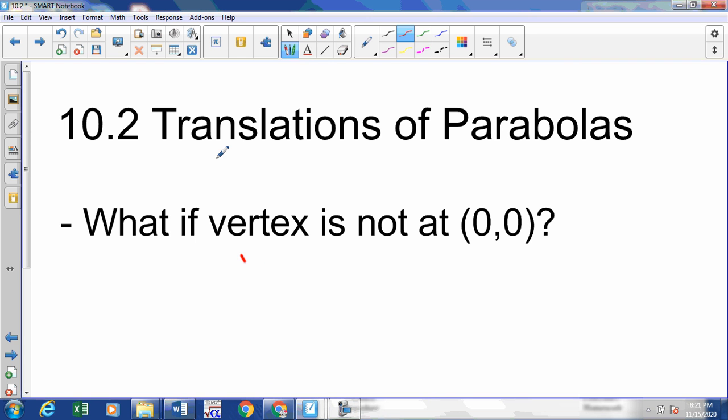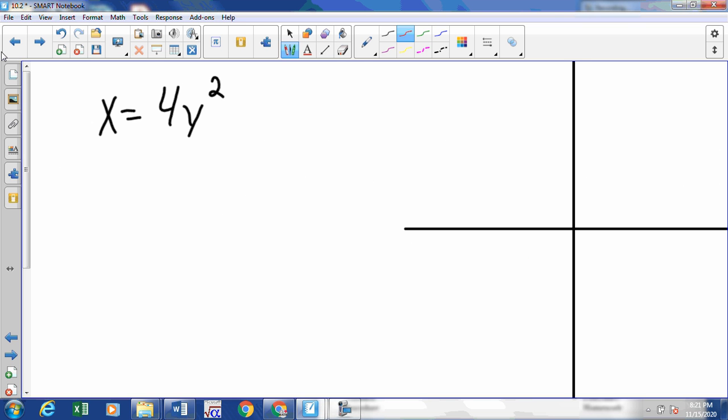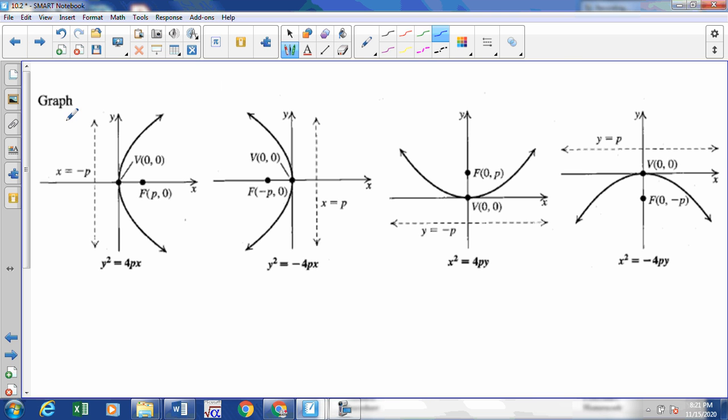Today we want to look at the translation of parabolas. And what that means is what happens if we have a parabola where the vertex is not 0, 0. Now, yesterday we looked at examples of our 4 types of parabolas, right? We can open left and right, up or down, and we had our 4 formulas here across the bottom, and notice the form they were in.